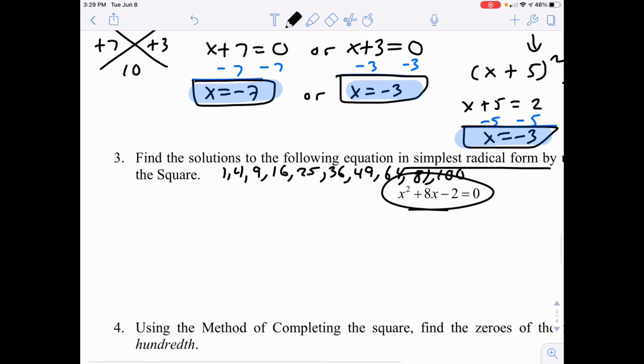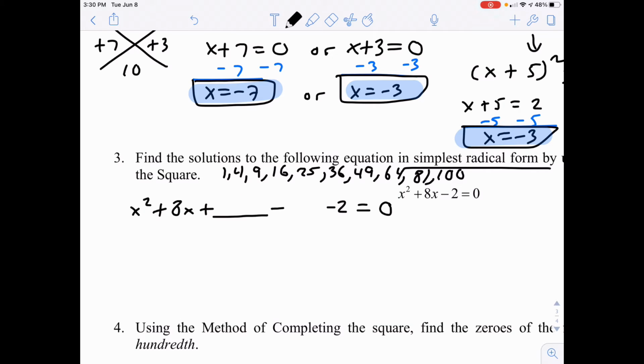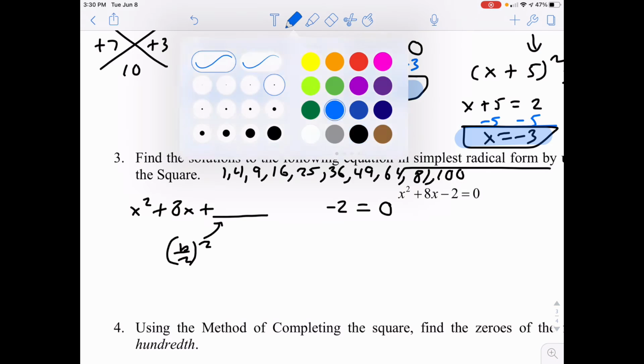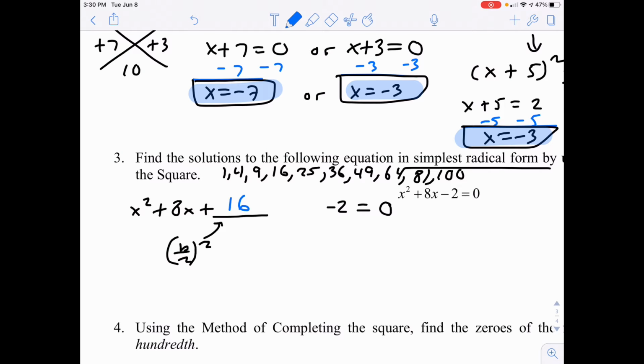Okay, here we go. Start off by spreading this out. x squared plus 8x plus a number, and then minus 2 equals 0. So you basically want to make some space. So plus a number minus that same number. That number, of course, would be b over 2 squared. So b is 8. Let's go 8 divided by 2. Ladies and gentlemen, 8 divided by 2 is 4. Square that and we get 16. So we're going to add 16 here, subtract the same amount.